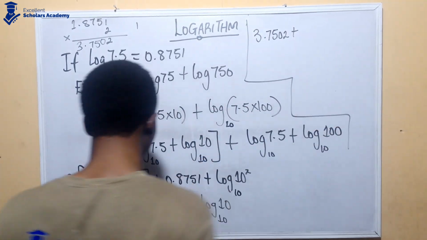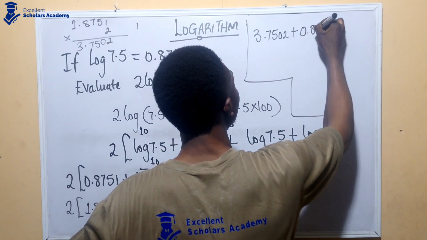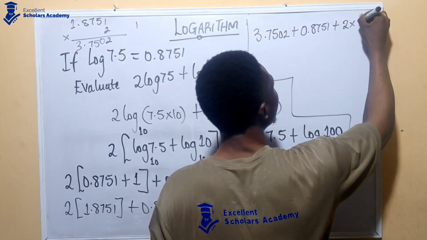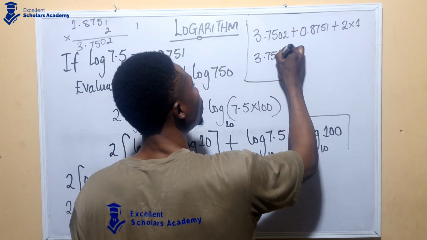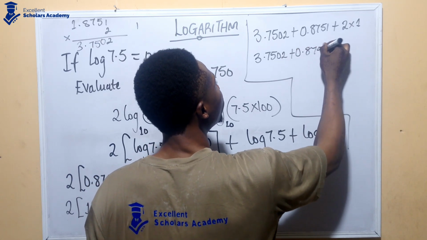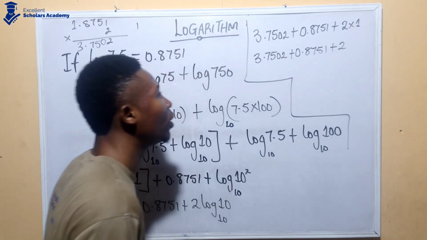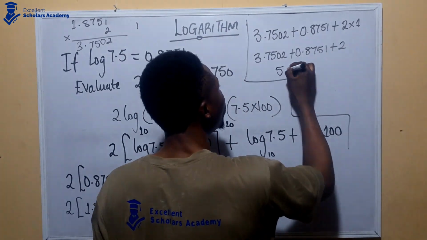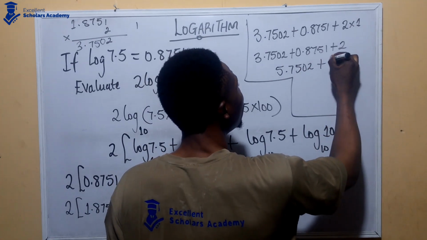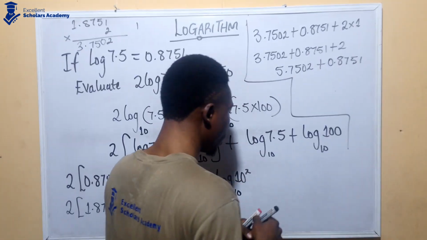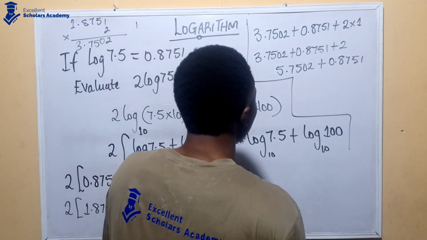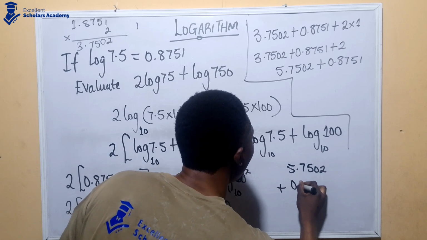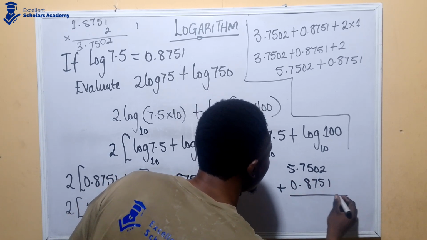So this is going to be 3.7502 plus 0.8751 plus, now log 10 base 10 is 1. So that's going to be 2 times 1, which gives us 2. So now 2 plus 3.7502 is going to give us 5.7502 plus 0.8751. So let's add this together. We have 5.7502 plus 0.8751. So 2 plus 1 gives us 3.